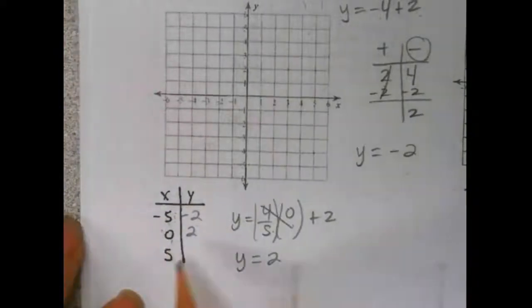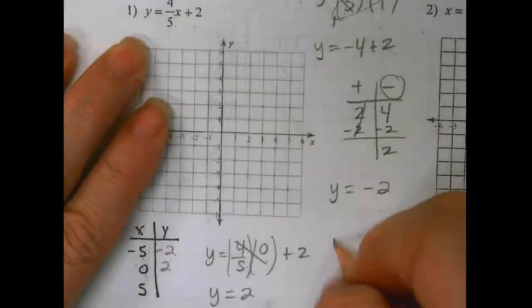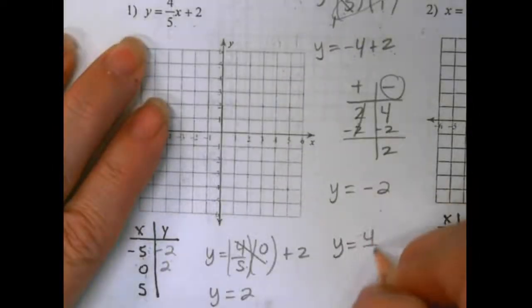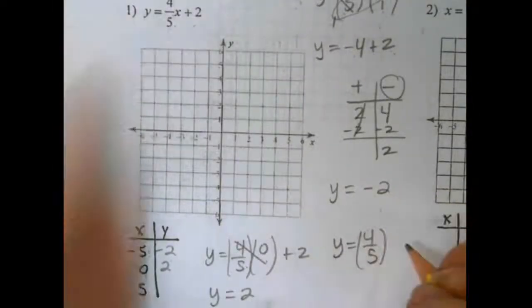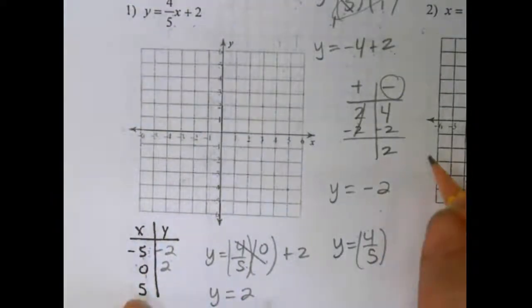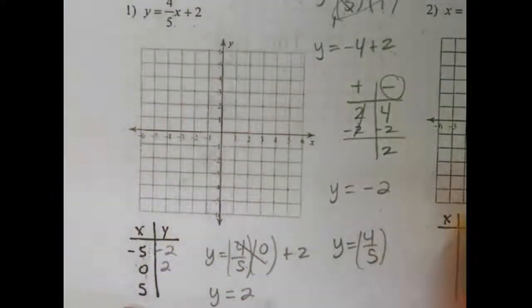Last one. Now x is going to be positive 5. So I'm going to take my equation. Y is equal to 4 over 5. I'm going to put it in parentheses. And I'm going to multiply it by my last x value of 5. I'll put it over 1. And then plus 2.